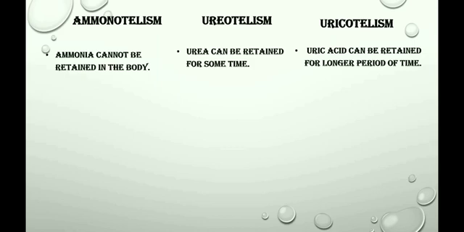As ammonia is highly toxic and highly soluble in water, it cannot be retained in the body. That means you cannot keep ammonia in your body because it is very toxic. It may lead to death. Similarly, urea is less toxic, less soluble in water, so it can be retained but for some time. And uric acid, as it is least toxic, it is least soluble in water, so it can be retained in the body for a longer period of time.